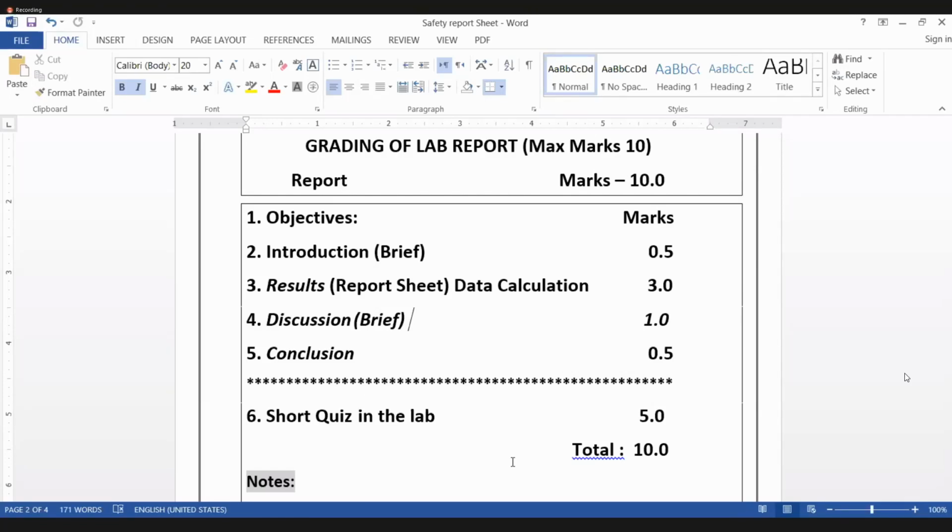Results: I will already give you the data in the report sheet, and I will show you. Only the calculation you have to do. Then the discussion. This is a very brief report for the first experiment, and you will write a conclusion. The quiz is 5 marks, and 5 marks is for the whole report sheet. So the total marks you get will be out of 10, and that will be reported.